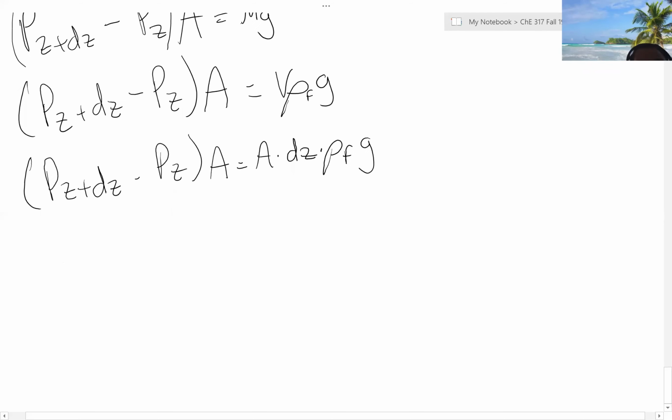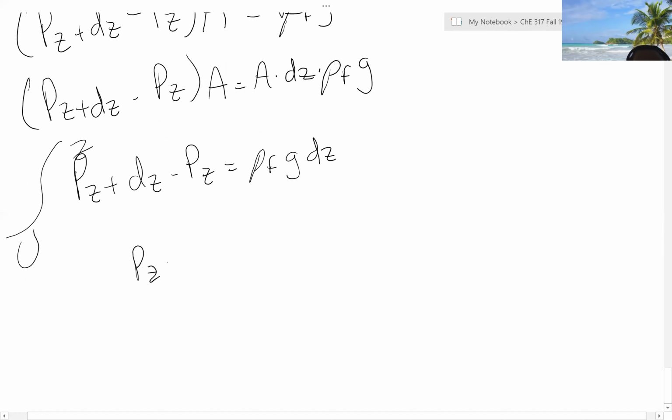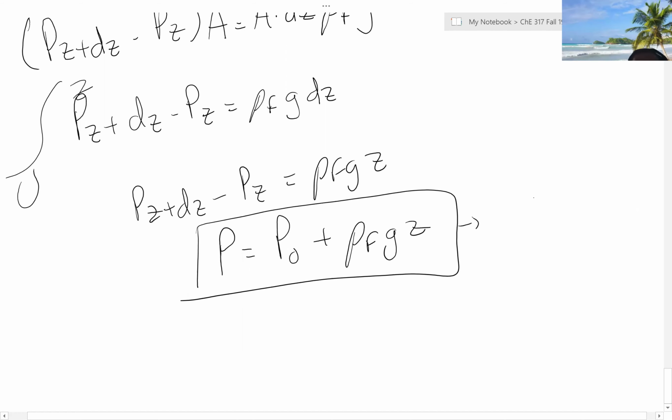And so now what I'm left with, getting rid of that area term, is that the difference in these pressures is simply the density of the fluid times gravity times the differential height. So if I take that in terms of an integral from 0 to z, I'm left with P sub z plus delta z minus P sub z is equal to rho f g z. Or simply, for any given pressure, I look at the reference pressure, P sub naught, plus rho f g z. And this is my fluid statics expression.